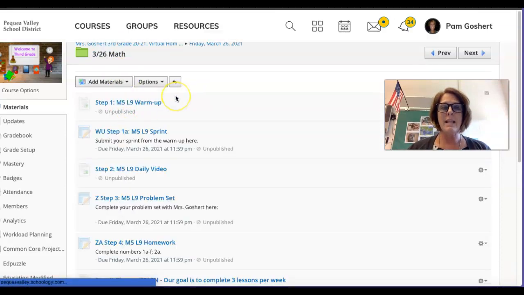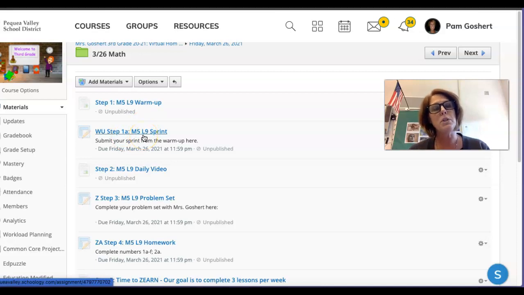For math today, we are working on lesson 9. We are moving right along through this unit. You guys are doing great with these fractions. You have your warm-up. You have lesson 9 sprints. Remember, you're doing that with Mr. Bushnell in the warm-up. Don't just do it on your own. You are doing the lesson 9 daily video in Great Minds.